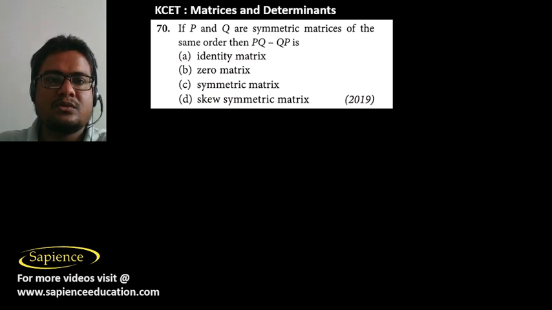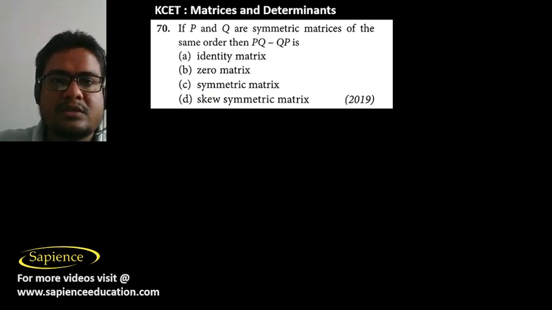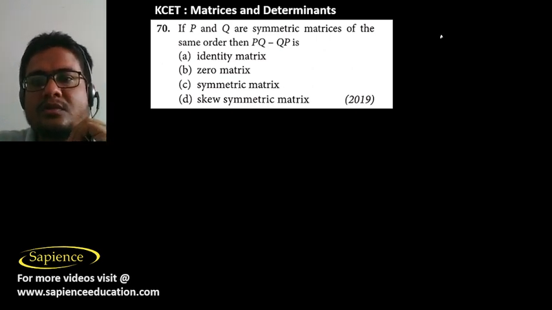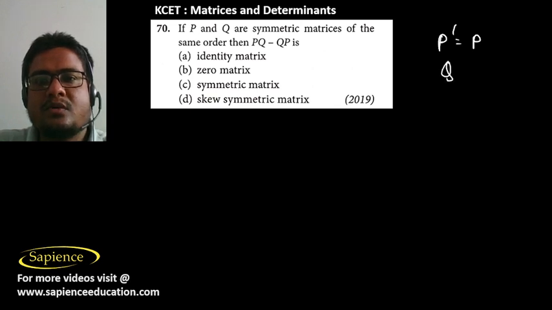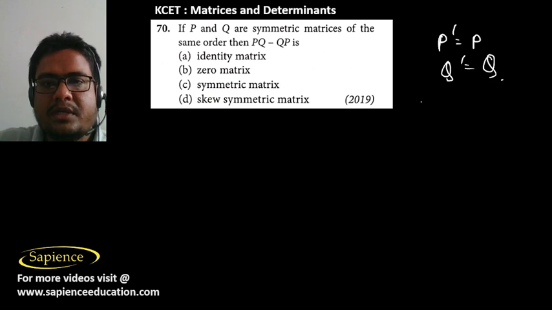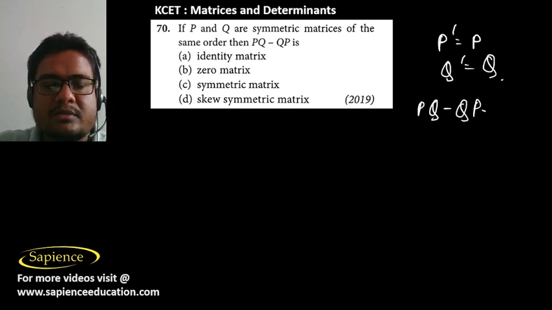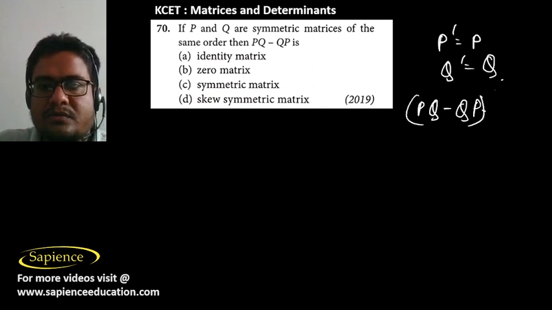Number 70. It is told that P and Q are symmetric matrices of the same order, which means P transpose equals P and Q transpose equals Q. Then PQ minus QP is an identity matrix, zero matrix, symmetric matrix or skew symmetric matrix, that we have to find. So we have to find the transpose of this whole thing.